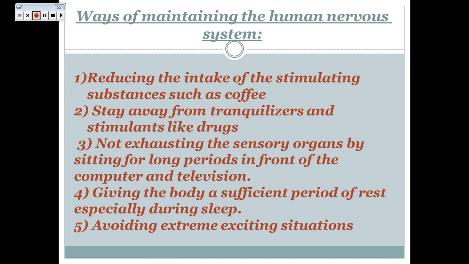How can we keep our nervous system healthy? Number 1, reduce the intake of stimulating substances such as coffee. Number 2, stay away from tranquilizers. Number 3, avoid sitting for a long time in front of the computer and television. Number 4, sleep well and avoid noise.